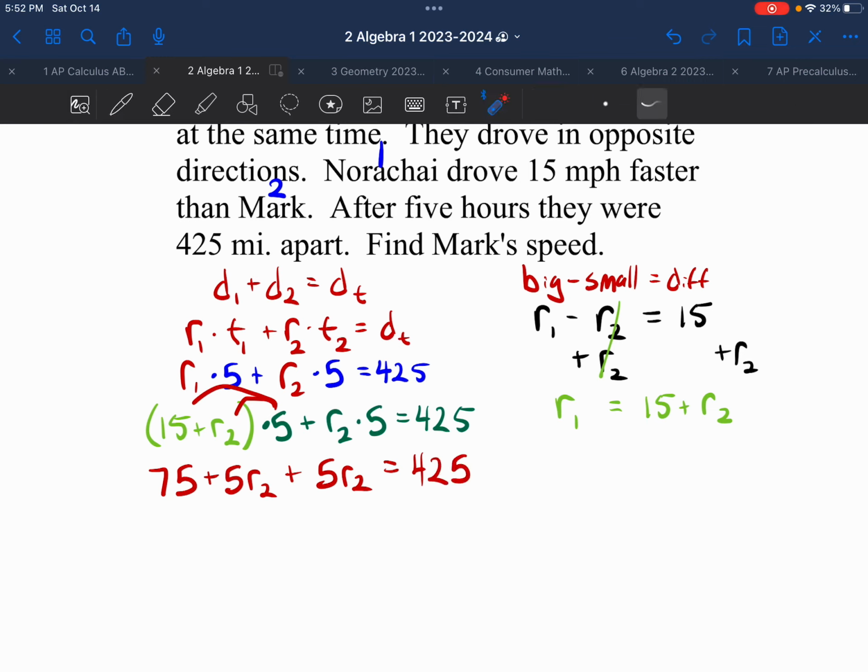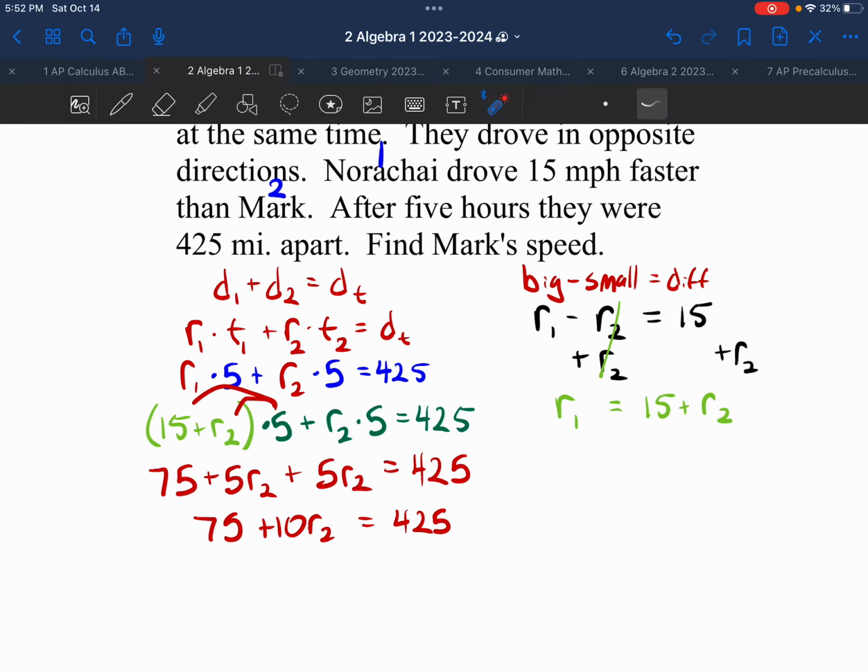From here, we're going to add our like terms. We have an R2 and another R2, so adding those together, we add their coefficients, 5 and 5. 5 and 5 makes 10, so I have a total of 10 R2. And it's a positive, so I'm going to put a plus sign out front. We still have the 75, which I will rewrite, and that's still equal to 425. This is now a very simple equation that we can solve.